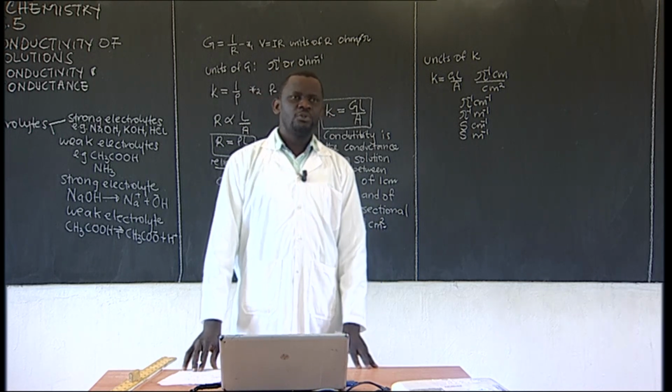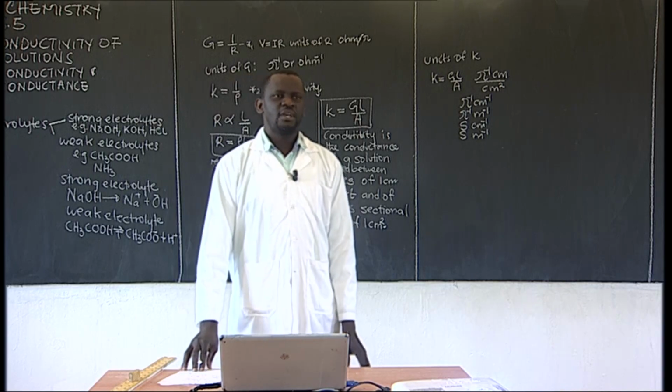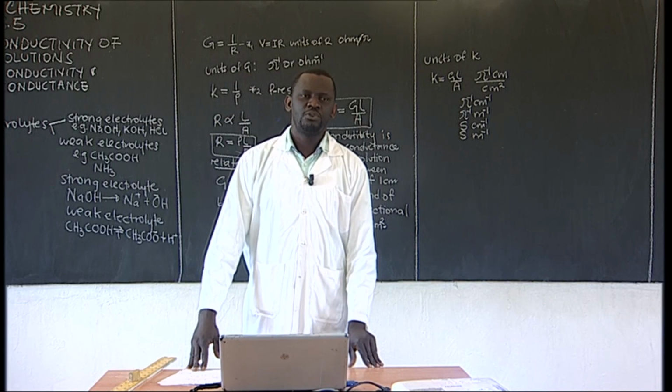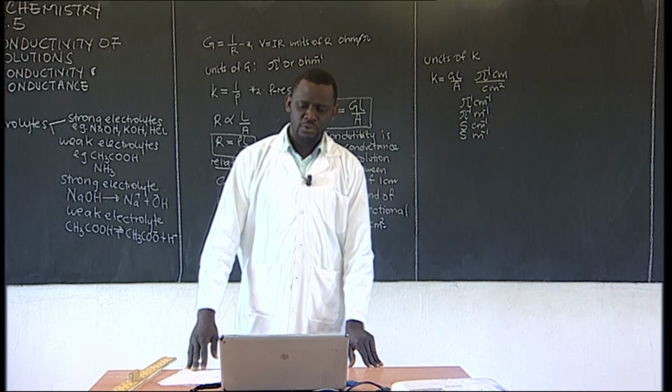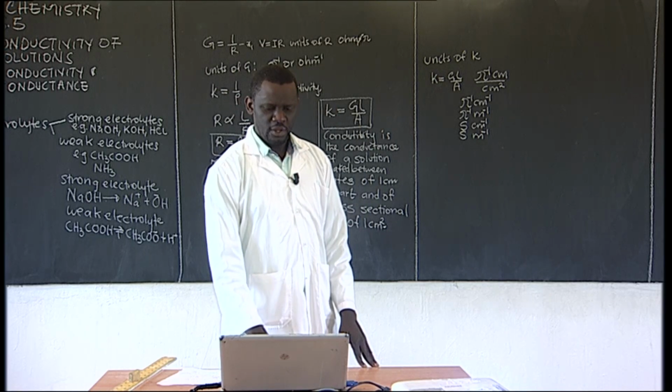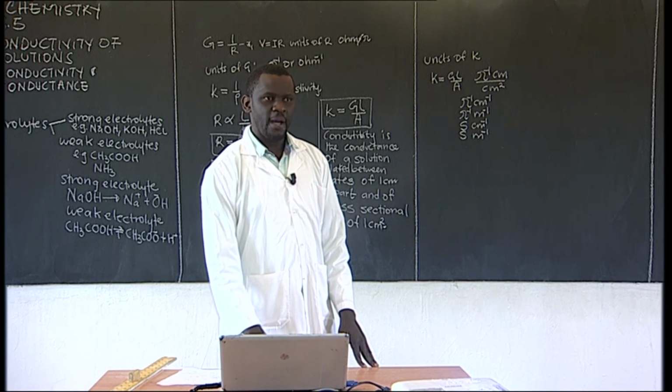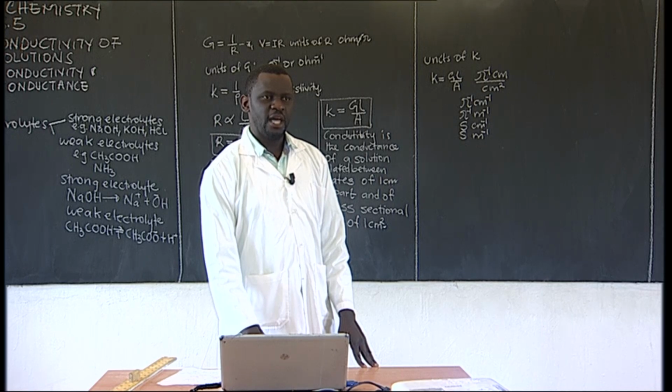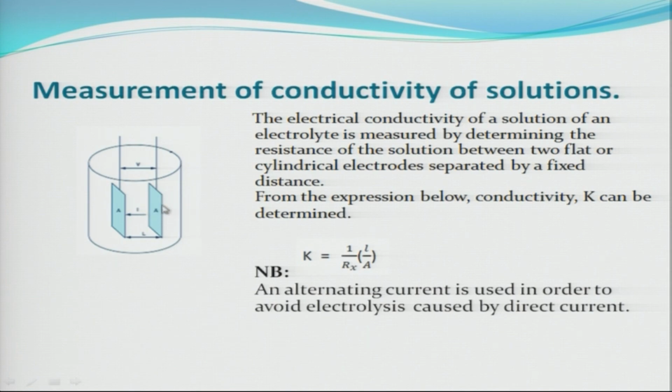Now we're going to see how we can measure the conductivity of solutions. If you look at your screen, you'll observe that we have our diagram here. These are our plates. The cross-section area of these plates, which is conducting, is what we call A, and the distance between these plates we call L, or we can call it D.